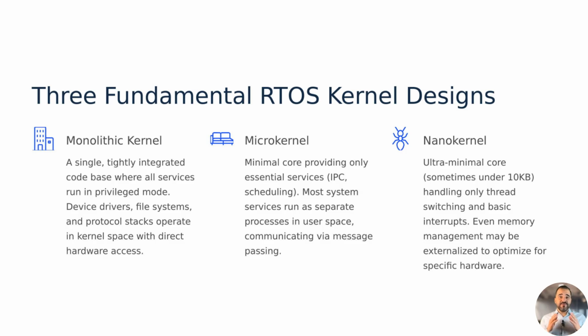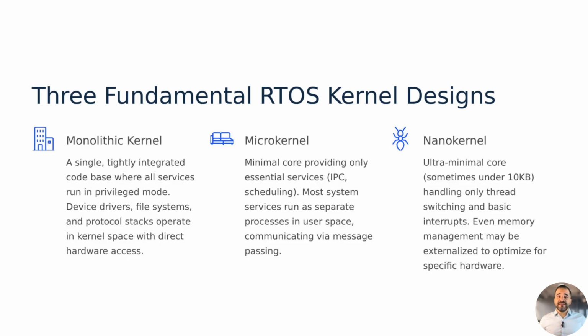RTOS kernels come in several architectural styles, each with its own trade-offs and ideal use cases. The three most common designs are monolithic, microkernel, and nanokernel architectures. A monolithic kernel integrates all OS services, like task scheduling, memory management, and drivers, into a single, privileged memory space. This design offers speed and simplicity, enabling direct hardware access and fast inter-process communication. However, the tight coupling also means a bug in one part can crash the whole system, and scaling becomes harder as complexity grows.